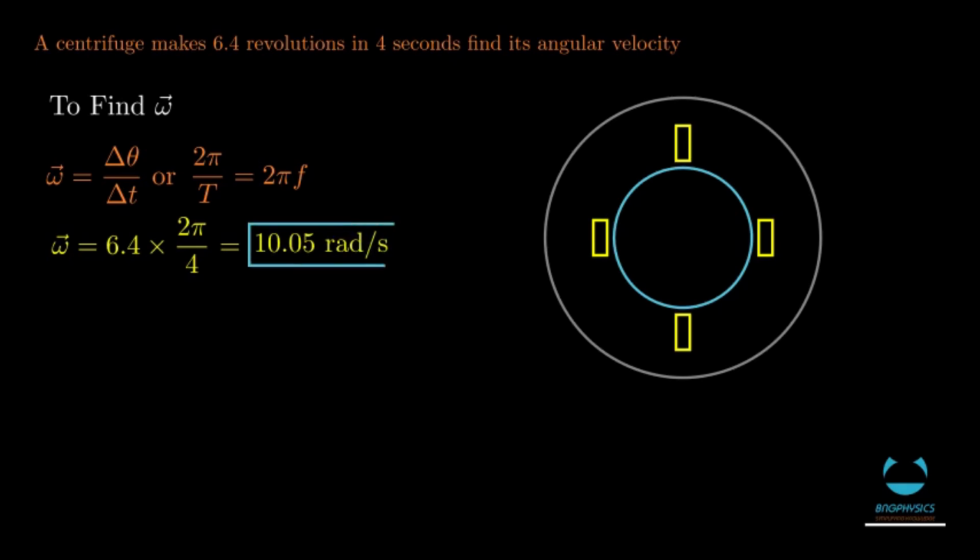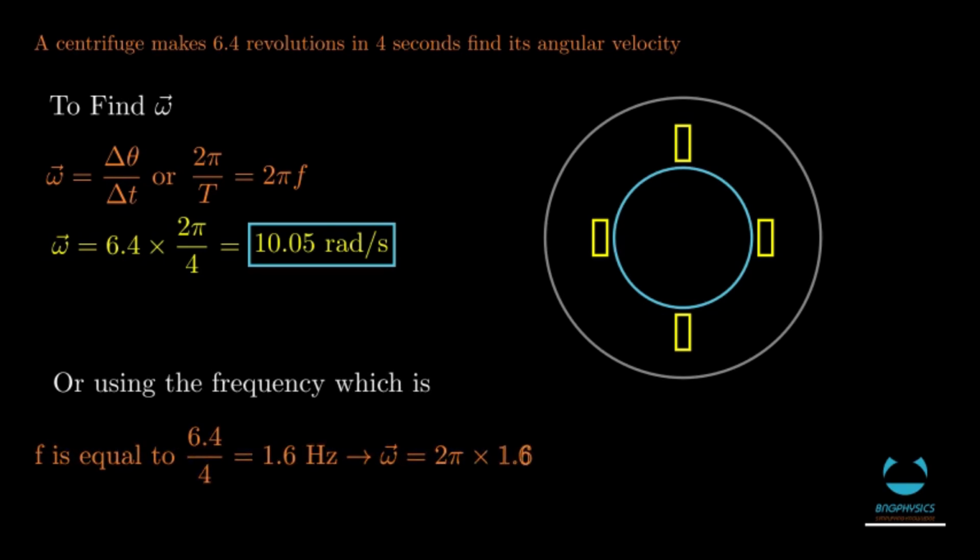The second approach is by using the frequency, which is obtained by dividing the number of cycles, 6.4, by the time period, 4 seconds. This gives us 1.6 hertz. Then we multiply 2π by the frequency to get omega, and it is equal to 10.05 radians per second.